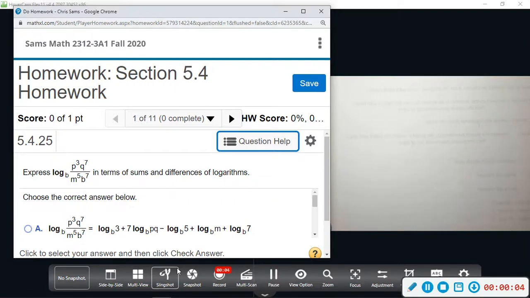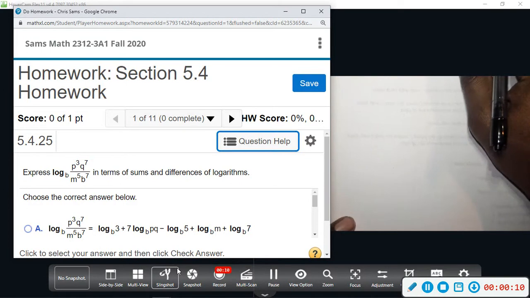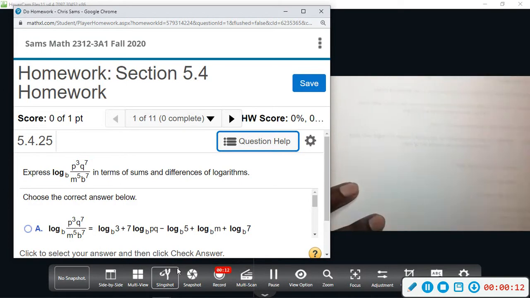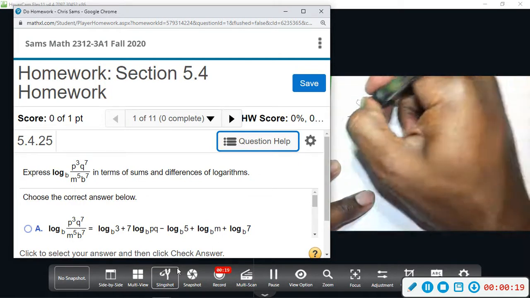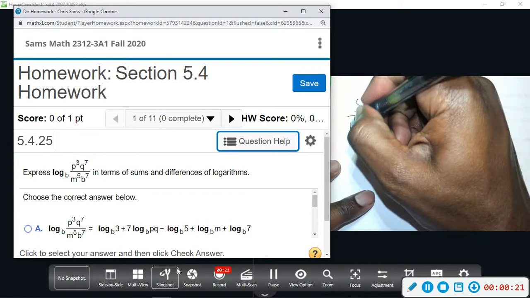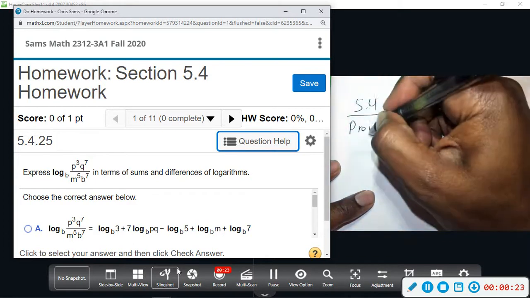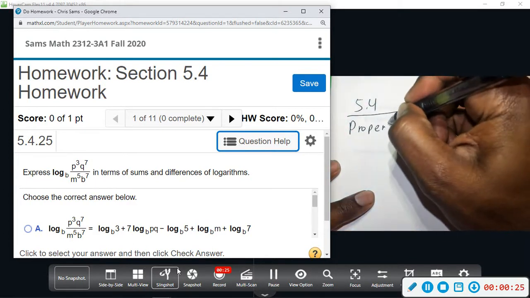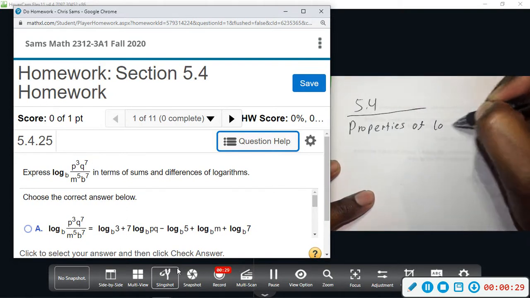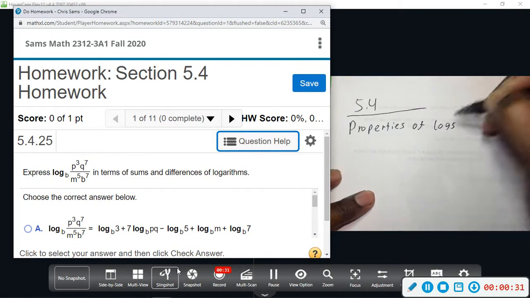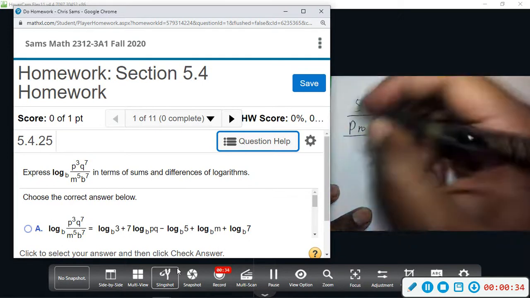Alright, section 5.4, we're going to be covering logarithms, or properties of logarithms. And I'm going to start out by showing you a few of the properties. So there's three of them.